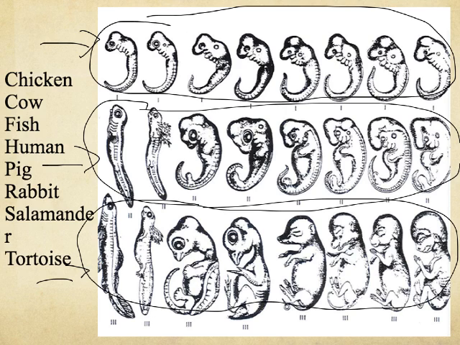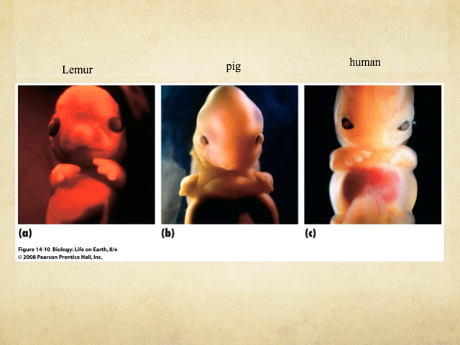So this shows that we all start developing the same way because we all come from a common ancestor, and over the course of development, we gain more and more differences. That last one was a cartoon, but here are some actual pictures of embryos. Again, looking at a lemur, a pig, and a human, at the embryonic level, you really can't tell the difference, again because we all came from a common ancestor.